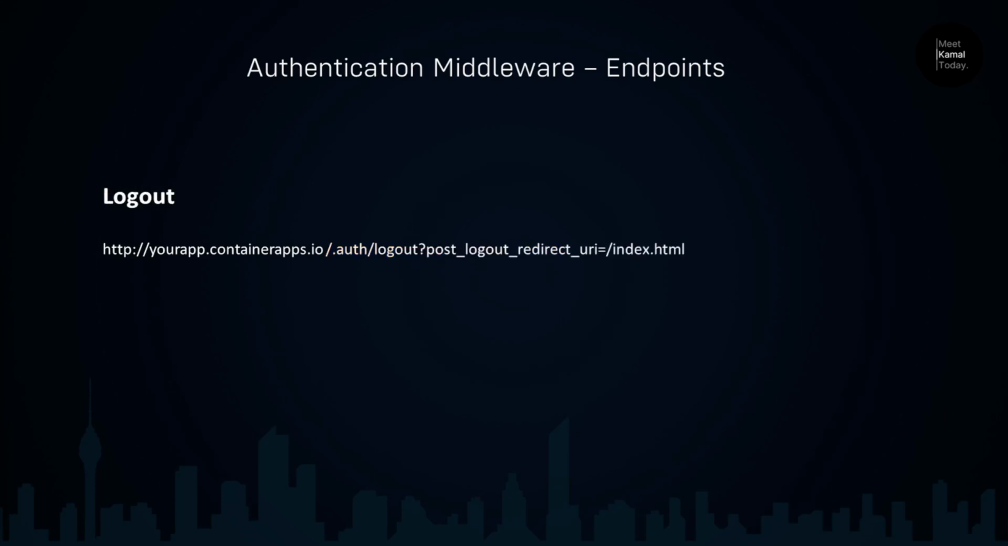The third type of URL that this authentication middleware supports is the logout URL. When you want to log out a user from the system, you can direct the user to this URL here, /logout, and this authentication middleware will correctly log out the user from the system. In addition to this, you can pass in the post logout redirect URL as well, just like we did for logins.